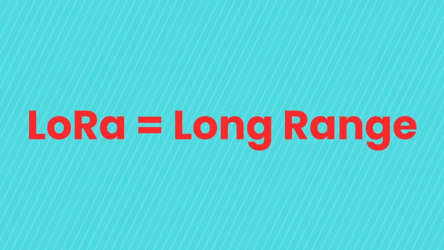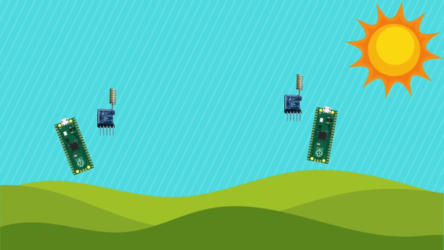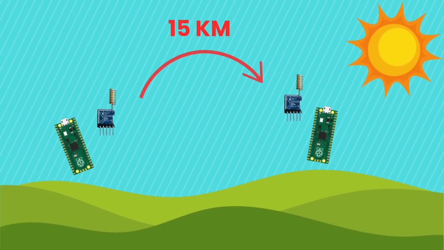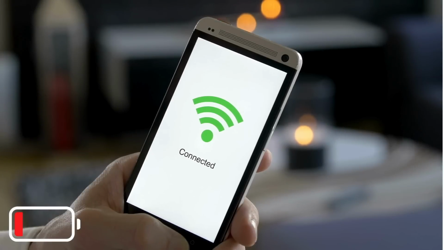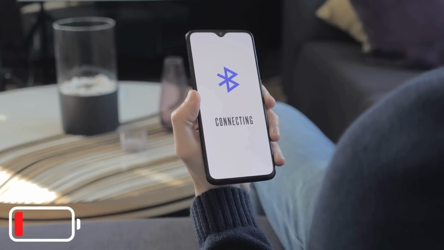LoRa stands for long range. A wireless communication technology designed to send small amounts of data over vast distances, even up to 15 kilometers or more depending on the type of module, while using very little power and operating on unlicensed frequency bands. Unlike Wi-Fi or Bluetooth, which are short range and power hungry, LoRa is perfect for remote applications or applications where battery life is critical.